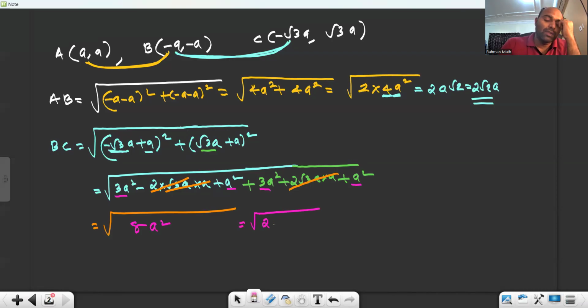8 you can write it. 2 into 4a square. 2 into 4a square means we reached here. So that will be what? 2a root 2. That is what? 2 root 2a. We got BC also 2 root 2a.